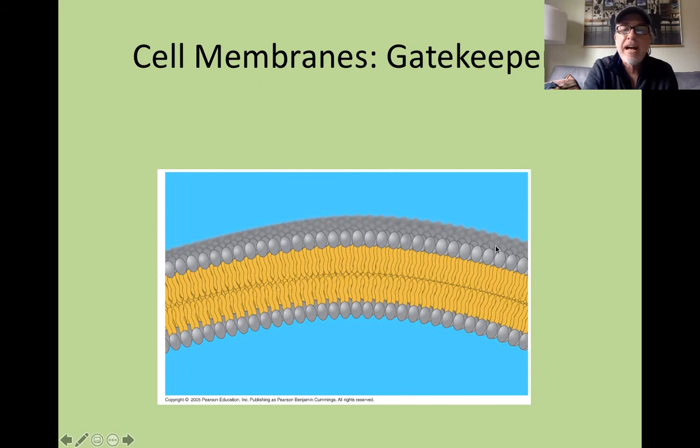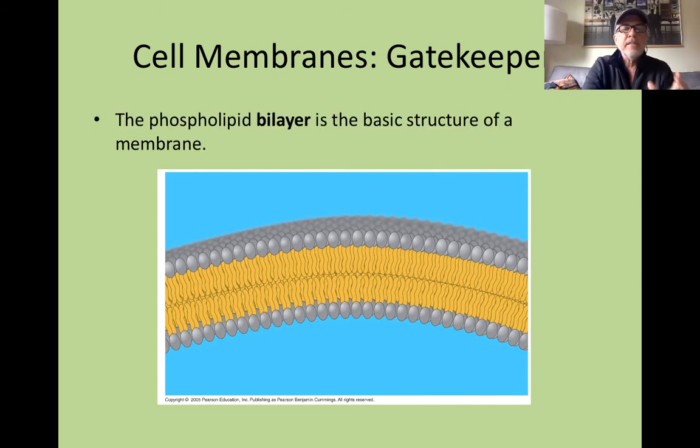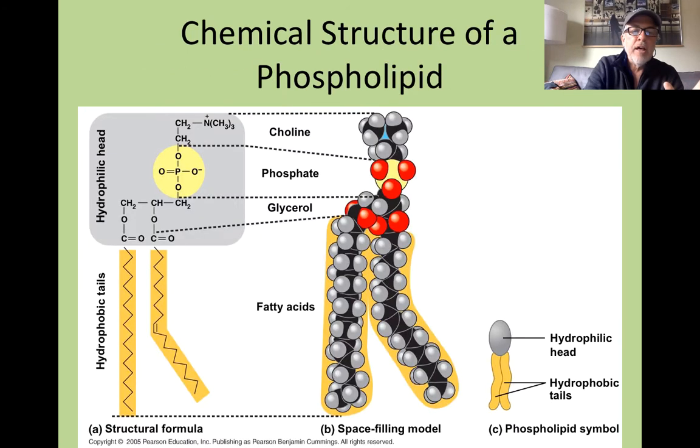Here is the phospholipid bilayer, as it's called. And you can see these gray ovals are the phosphates, and the yellow tails are the fats, the fatty acids. And so if you stick these molecules into water, the phosphates all line up on the outside facing the water, and the lipids, the fatty acids, are all on the inside. And this is the basic structure of the cell membrane.